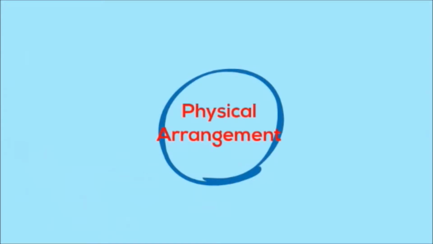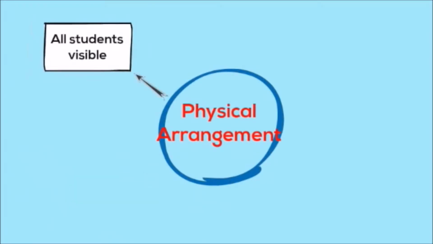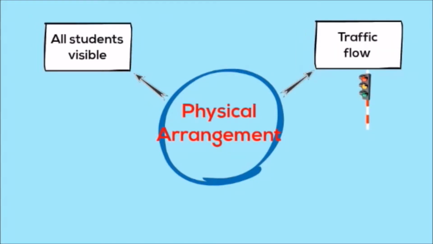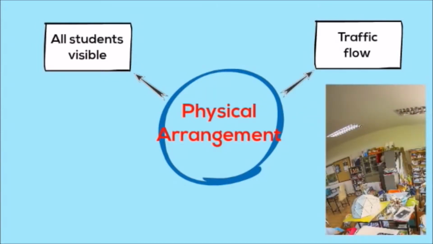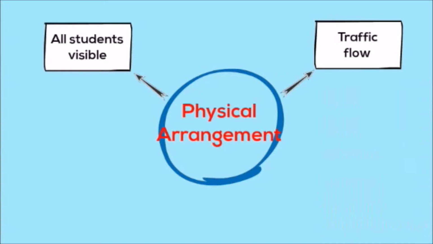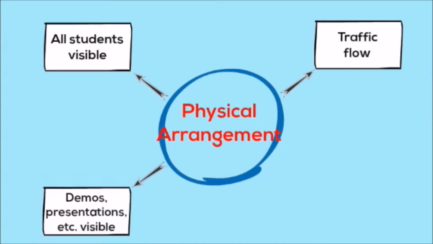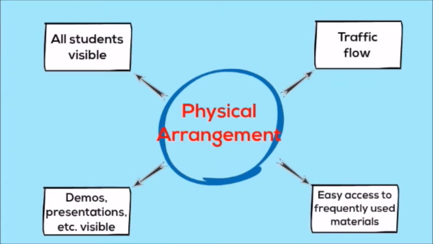Important factors to consider when you're arranging your classroom include that you can see all of your students and that all of your students can see you. You want to make sure that your pathways facilitate traffic flow. Students and you are easily able to move between desks and between rows, and there's no clutter in the rows impeding progress. You want to ensure that students can see all demonstrations, presentations, whiteboards, and any other instructional materials. You want to make sure that frequently used materials are easily accessible for you and for your students.